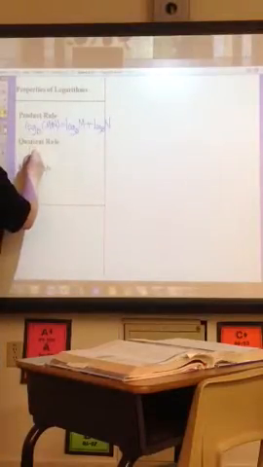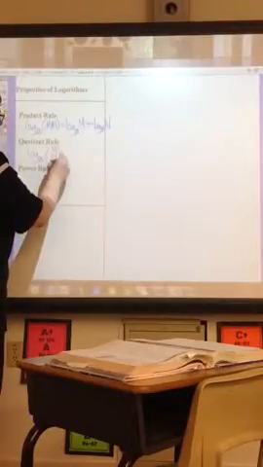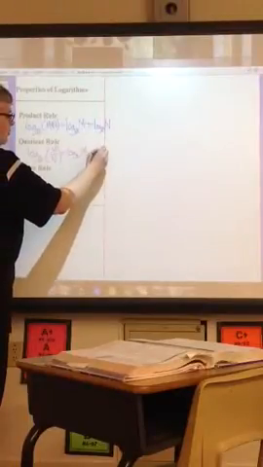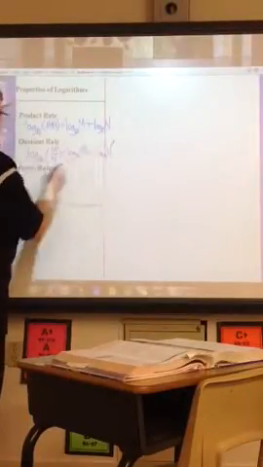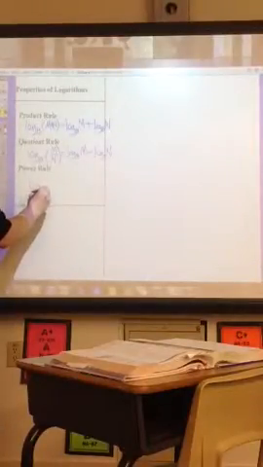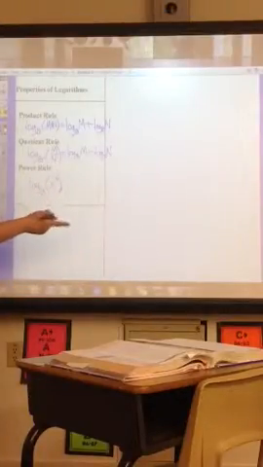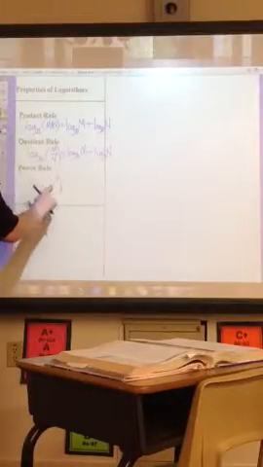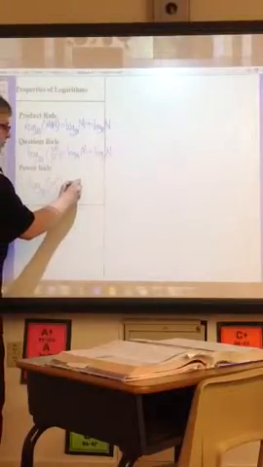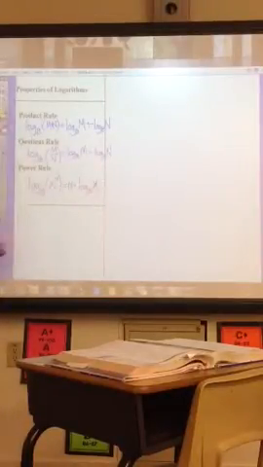The quotient rule is just like the quotient rule for exponentials. We know that we subtract the powers. And the last one is the power rule. Normally on the power rule we multiply our exponents. Since this piece has the answer of an exponent and the n is also an exponent, we will be just multiplying these together. These are the 3 basic rules.